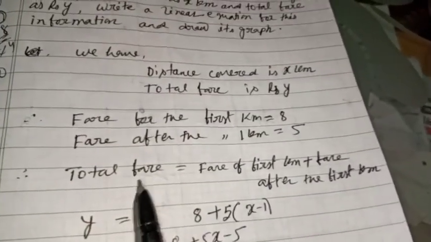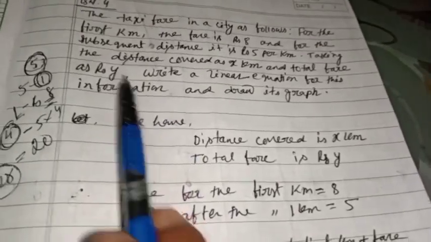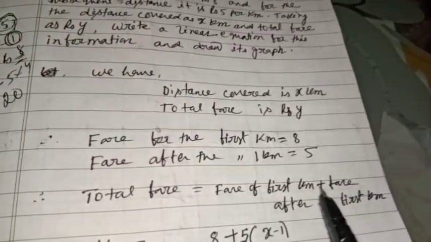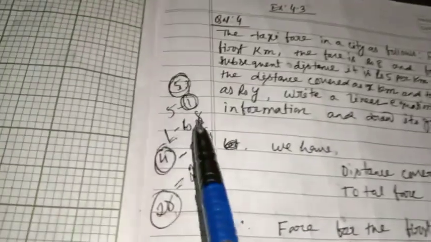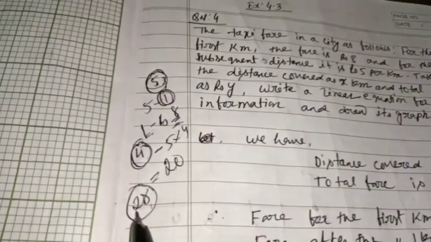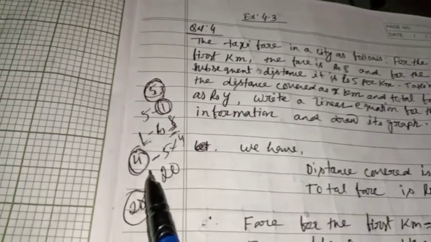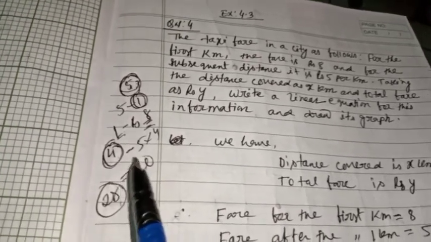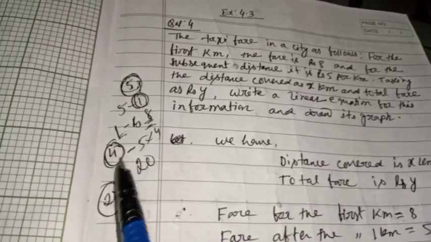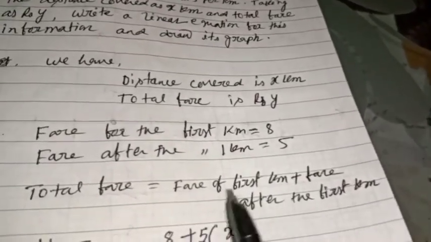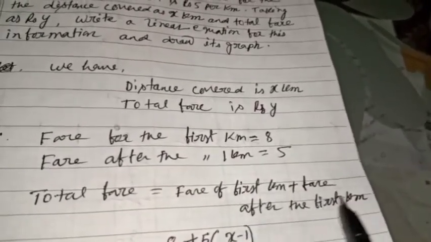Now the total fare, that is y, depends on these two: the fare of the first kilometer plus the fare after the first kilometer. See, the total fare is how much? 28. This is the fare for the first kilometer plus the fare after the first kilometer. How many kilometers? 4. The 4 kilometers cost rupees 20, so you added 8 plus 20, which is 28. Like that, fare of the first kilometer plus fare after the first kilometer.